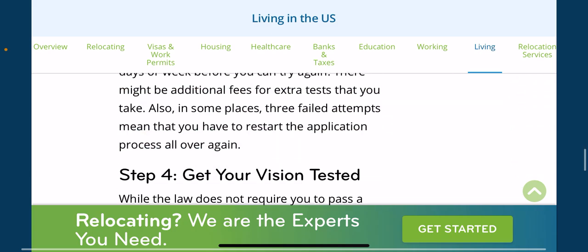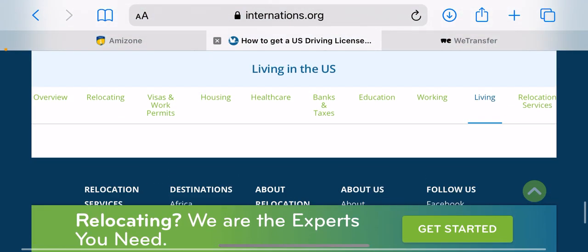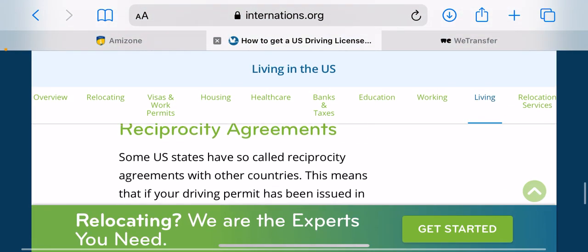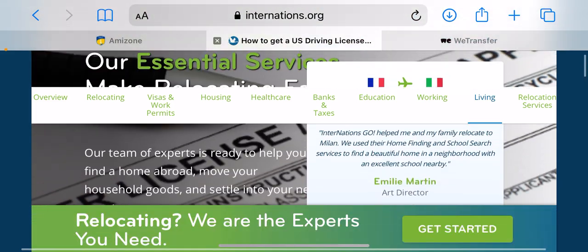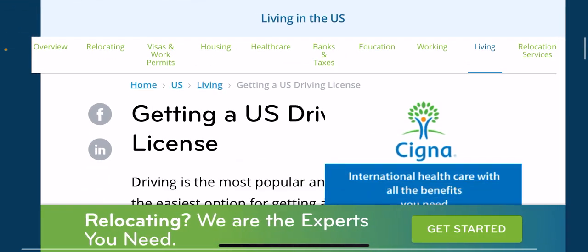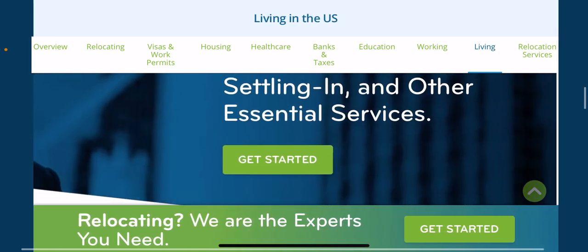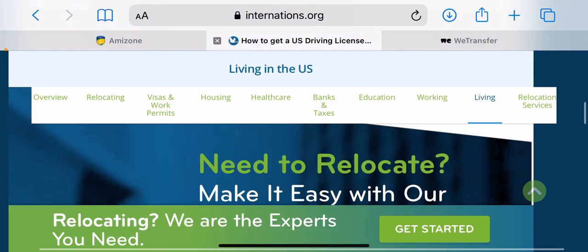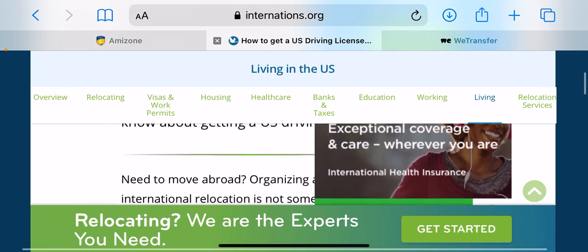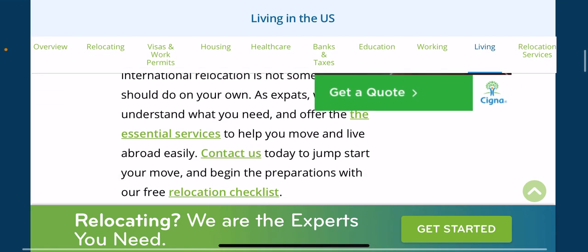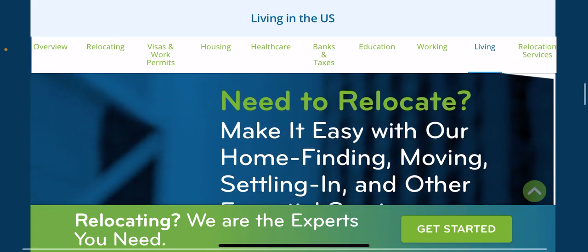Visitors to the United States can typically continue using their foreign license for a while as long as it is written in English. However, if this is not the case, you will apply for an international driving permit from your country of origin. The permit serves as a translation of your original license, so it's important to have them both on you whenever you are driving. And while tourists and visitors can benefit from this arrangement for 1 year, if you establish residency in the US, depending on the state you are living in, you only have 30 to 90 days to get your US driving license.